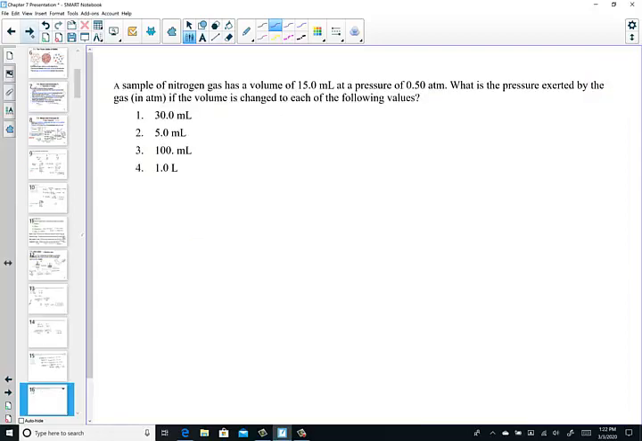Oh, nope, we have another problem to solve. Did you work ahead on this one as well? This time we're solving for pressure using Boyle's law. Again, give yourself a chance to work these out. Just pause the video and come back when you're ready to check.